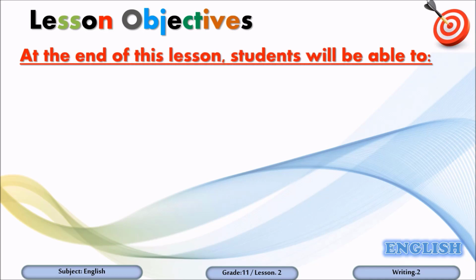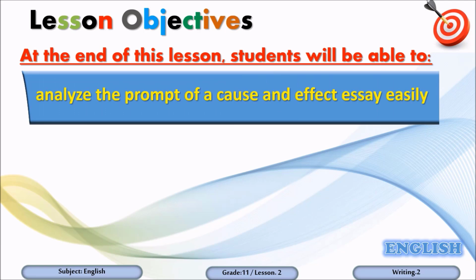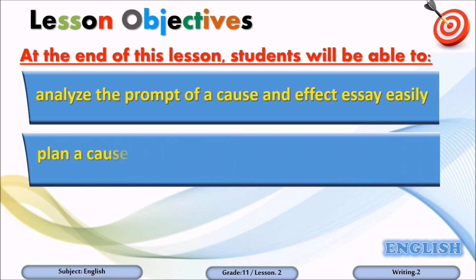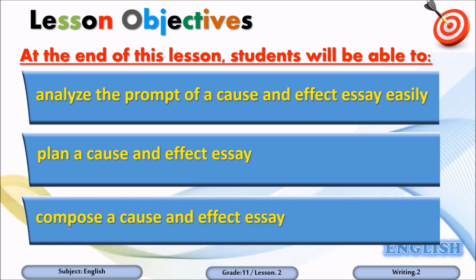There are three main objectives for our lesson today. Number 1, analyze the prompt of a cause and effect essay easily. Number 2, to plan a cause and effect essay. Number 3, to compose a cause and effect essay.